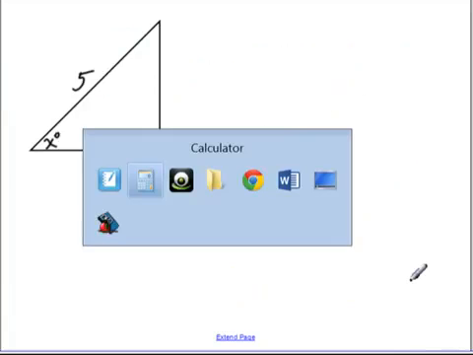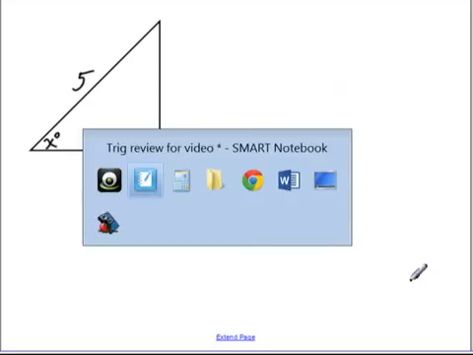Moving on. Now here is a different problem. Sorry, just checking the time.